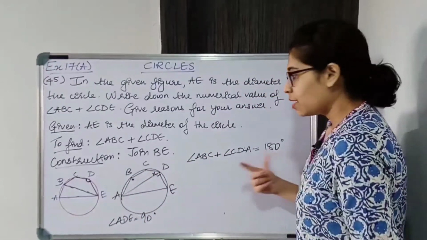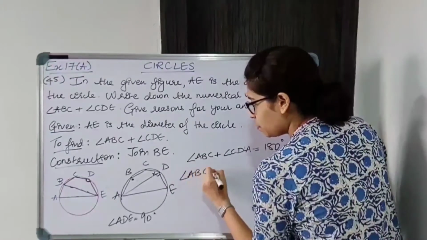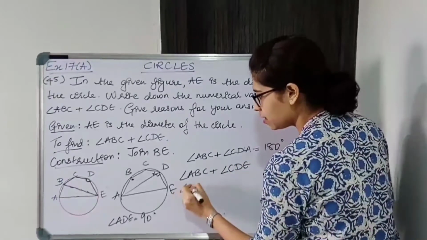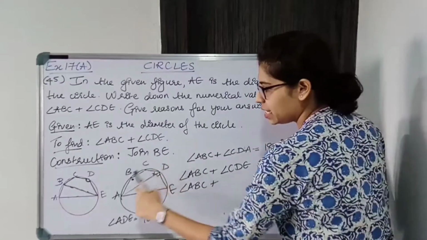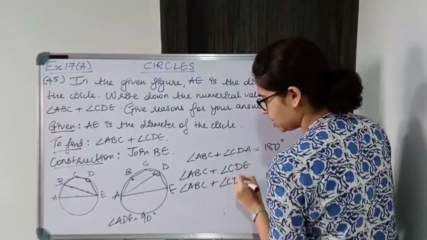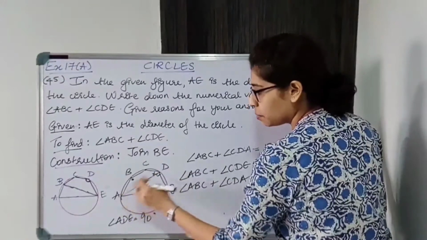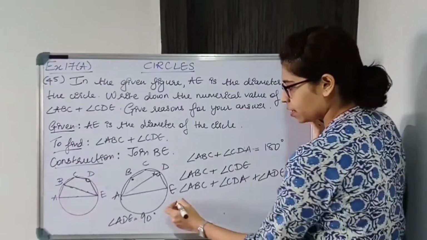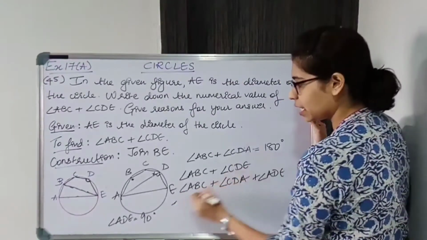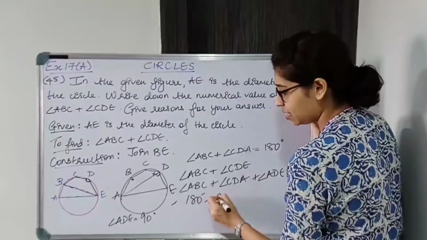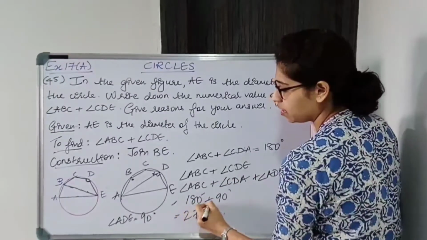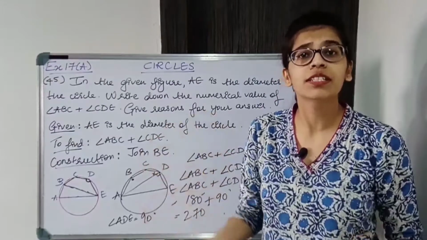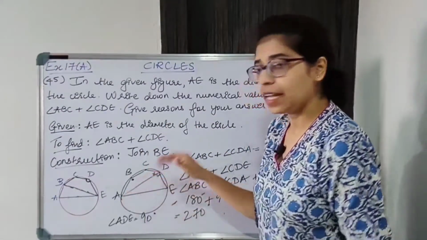So I have this. So ABC plus CDE is what? ABC plus CDA. CDE को मैं split कर रही हूँ. It is CDA plus ADE. Okay. ABC plus CDA is 180 degrees. ADE is 90 degrees. So this gives 270 degrees. So students, whichever way you find, you are going to get correct answer as long as your method is correct. Okay. So if you join AD, ऐसे solve करना है.